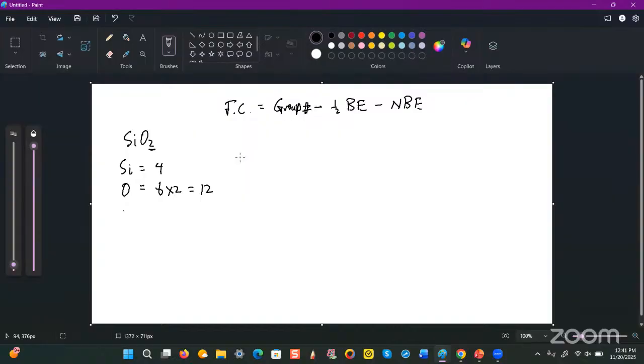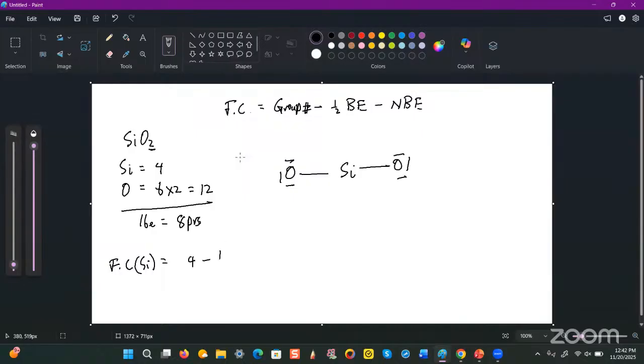So therefore, the total number of electrons will be 16 valence electrons, and I like to express it as pairs. So 8 pairs, and then we put the silicon in the middle, surrounded with the oxygens. So we start off with the bonding pairs first, 1, 2, then 3, 4, 5, 6, 7, 8. All right. Then we calculate the formal charges. So for silicon, that will be the group number, which is 4, minus half the number.